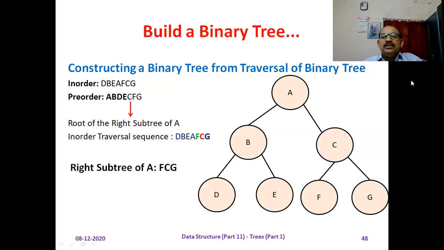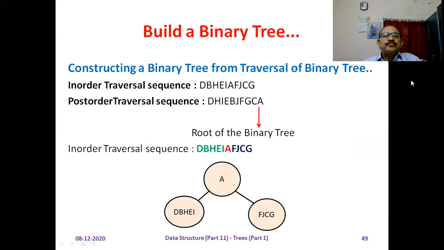In this way, we can construct a binary tree from a given sequence of traversals. Now next problem. The in-order traversal sequence is, suppose, D, B, H, E, I, A, F, J, C, G. And here the post-order traversal sequence is given: D, H, I, E, B, J, F, G, C, A.